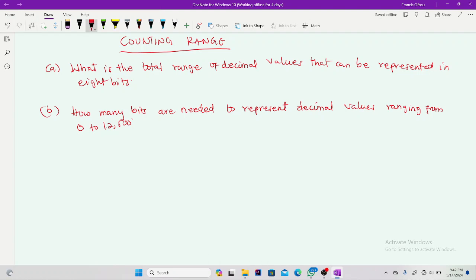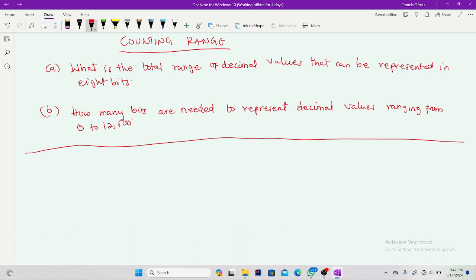So in this video, I'll be taking you through counting range. So we have problems in digital systems where they'll ask you to find a range of decimal values that can be represented by a certain number of bits, right? Then sometimes you'll be given the range and you'll be asked the number of bits which you can use to represent that particular decimal number. Okay. So I have two problems here to illustrate this to you.